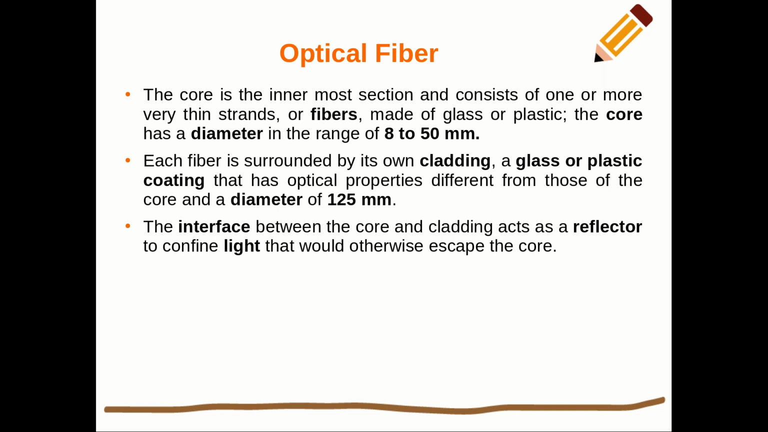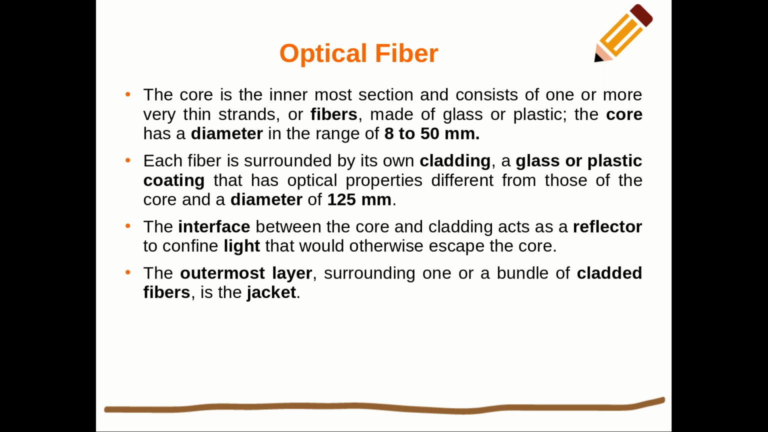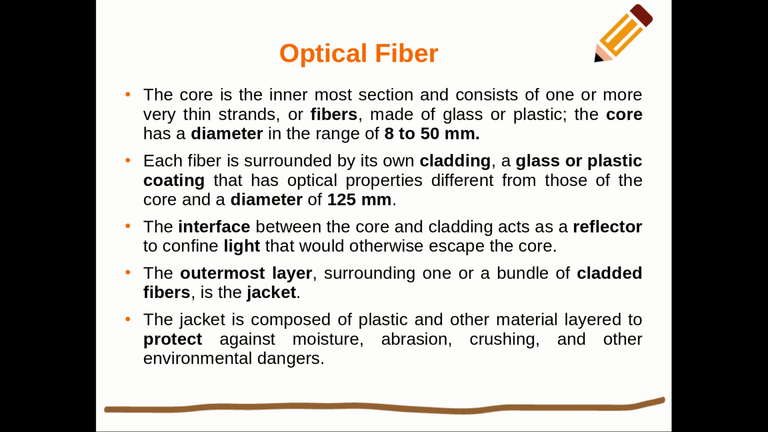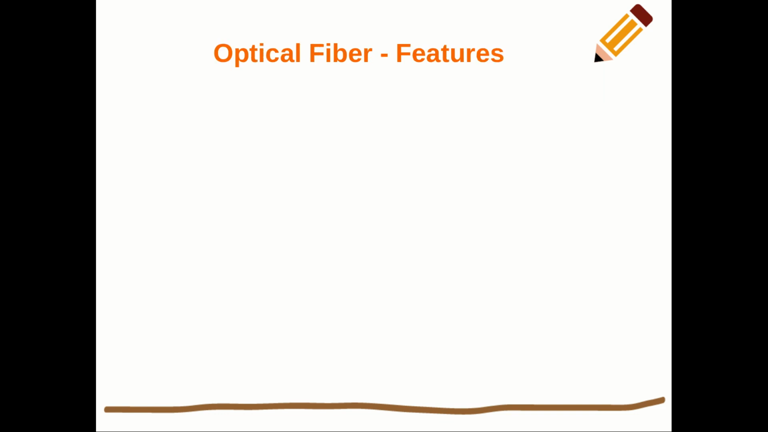That should not happen. So we have to control it in such a way that it should reflect internally. The outermost layer surrounding one or a bundle of cladded fibers is called the jacket. That is core, cladding, and finally we have the jacket. The jacket is composed of plastic and other material layered to protect against problems like moisture, abrasion, crushing, and other environmental dangers. So the jacket is going to protect the entire optical fiber.